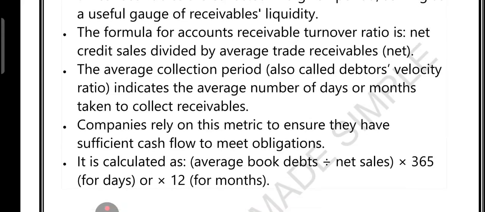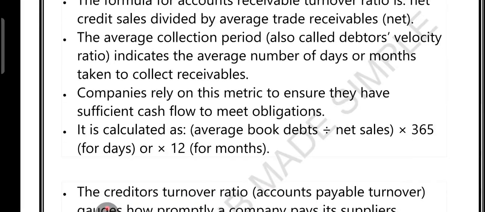And there is something called debtor velocity. How to find it? It is very simple. It tells you how long it takes to collect money from customers. First of all, you take the average book debt. Don't get confused by the book debt. Book debt or trade receivable both mean the same. So average book debt divided by the net sale, multiplied by 365 for days or multiplied by 12 for months, will give you the average collection period, also called debtor velocity. Why is it useful? Because it helps a business plan cash flow, meet payments on time, and avoid cash crunches.